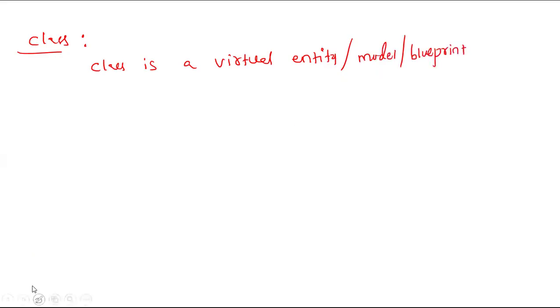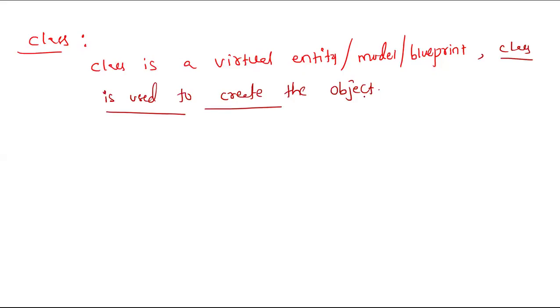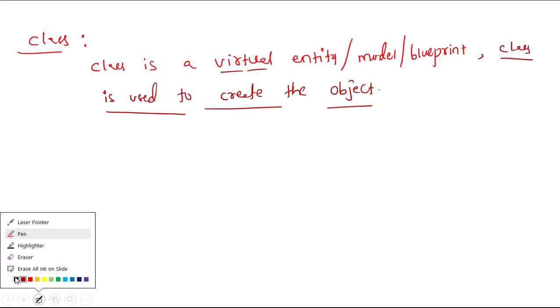Then the next part of this class definition is class is a virtual entity and class is used to create the object. This second part of the definition, that is class is used to create the object, we'll discuss once we move to the object concept. So first thing is class is a virtual entity. So what is the meaning of this? We have to understand. Before I go for a programmatic example, let us take one real life example.